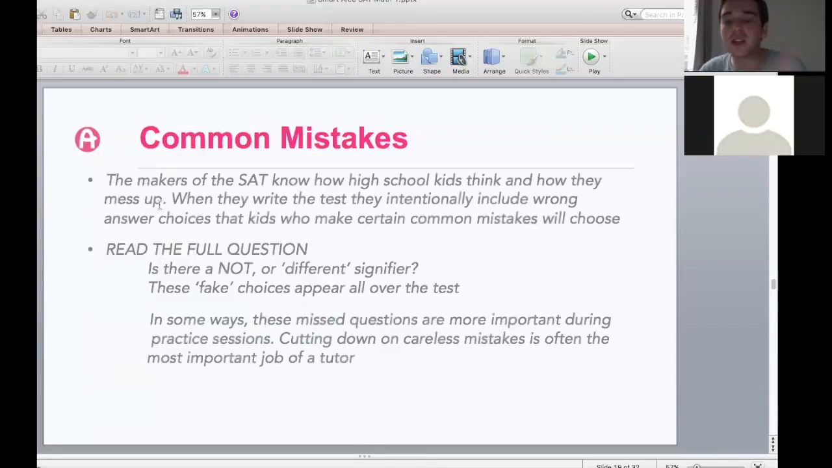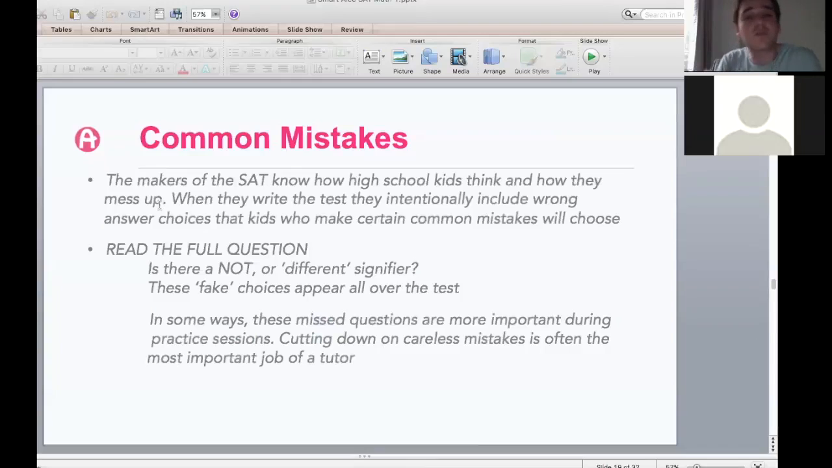The makers of the SAT know how high school kids think and how they're going to mess up. And I think that's an important thing to share with the student. When they write the test, they intentionally include wrong answer choices, knowing that kids are going to make those mistakes. And so this is sort of a double-edged sword, because if you frame it that the test is always going to try and trip them up, then you're going to have students doubting themselves, particularly the students at the higher end of the bell curve who are already pretty highly strung.